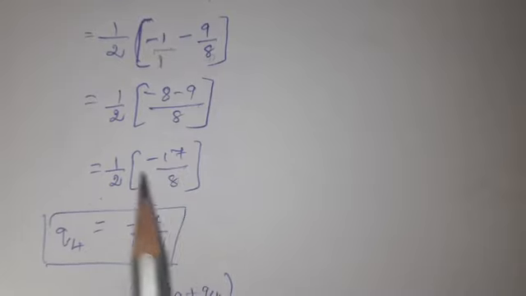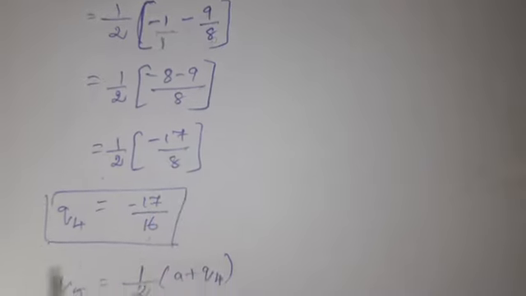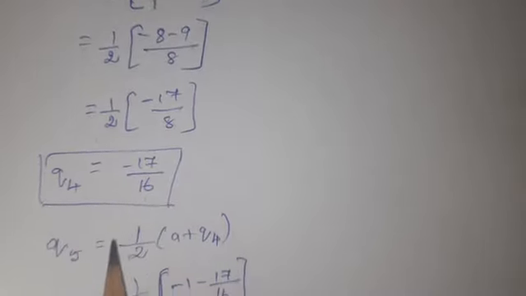Then you should multiply this one. 1 into minus 17 is minus 17. 2 into 8 is 16. This is Q4, that is the fourth rational number.